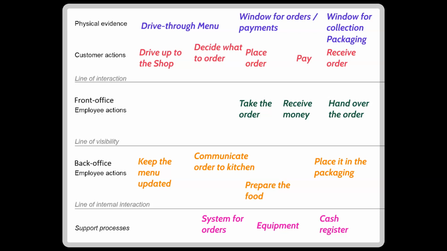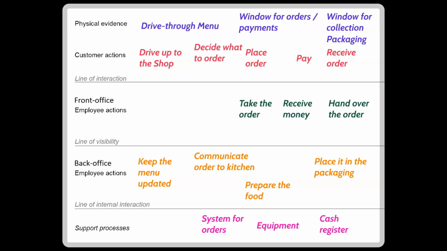Now, if we consider the drive-through concept, what are the physical evidence elements that you need to consider? First of all, there needs to be a menu, a drive-through menu specifically. Then the window for the customer to place their order and to make the payments, and also the window for collecting and also the packaging of the food items, for example, and the food itself. What is the responsibility of the customer or customer actions? They will drive up to the shop, so in this case McDonald's. They will decide what to order, they will place the order, they will pay for the order and receive the order, and hopefully not complain.